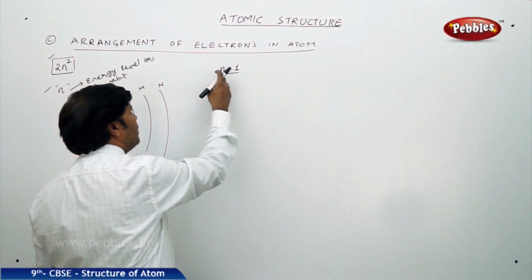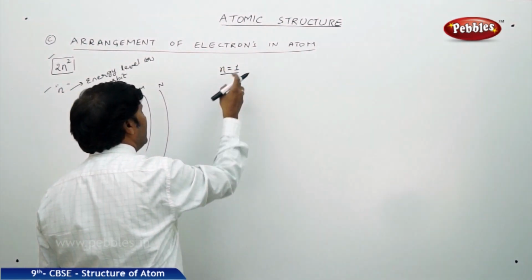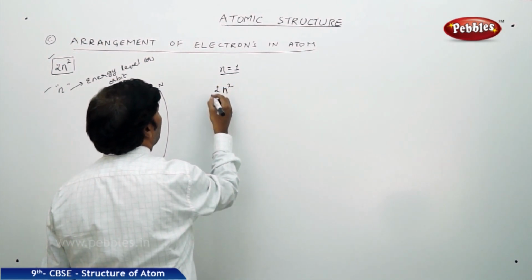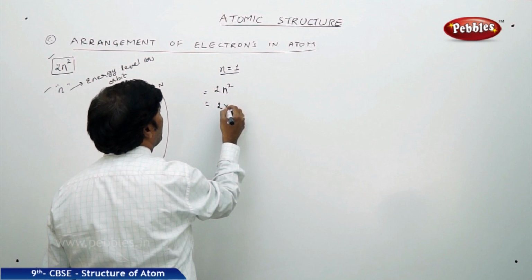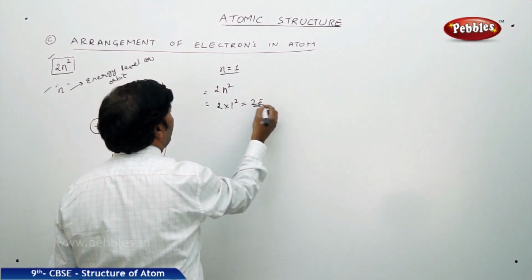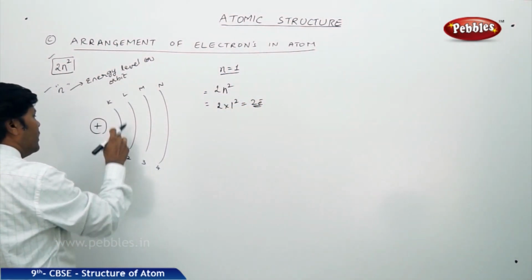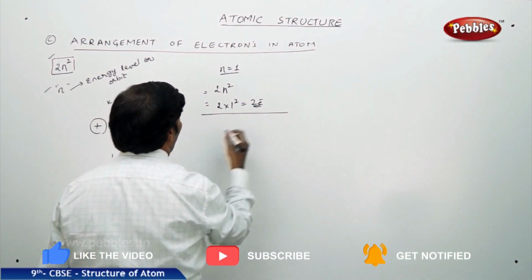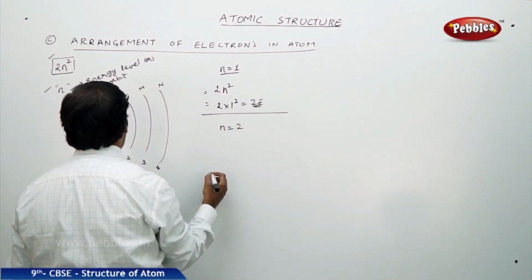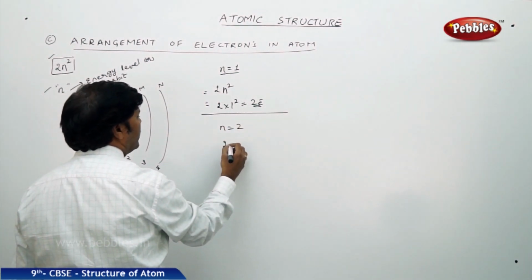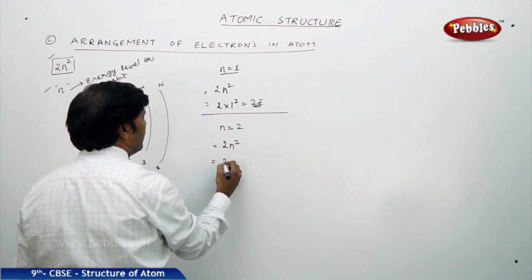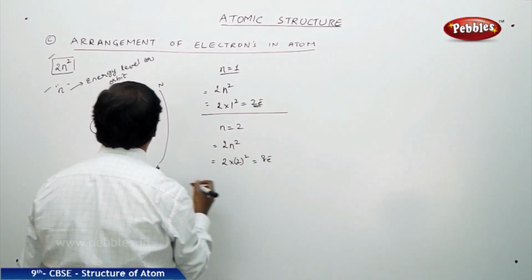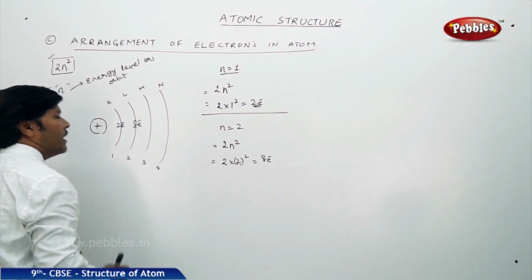So this n value is nothing but the energy level value of a given atom of an element. If n is equal to 1, then you apply the formula 2n square, that is 2 into 1 square, which is equal to 2. 2 means 2 electrons. That means the first orbit, first energy level, either 1 or K, can accommodate only 2 electrons. For the second case, if n is equal to 2, apply the formula 2n square: 2 into 2 square, which is 8 electrons. That means the second shell can accommodate only 8 electrons.